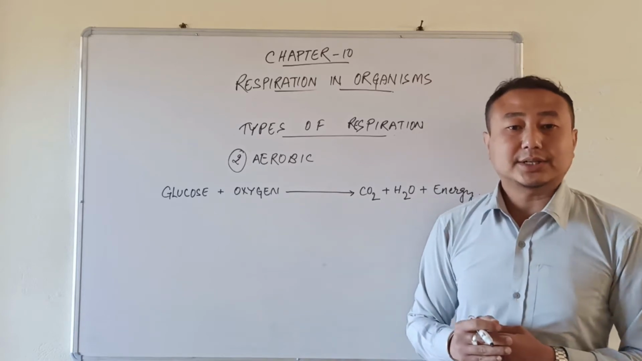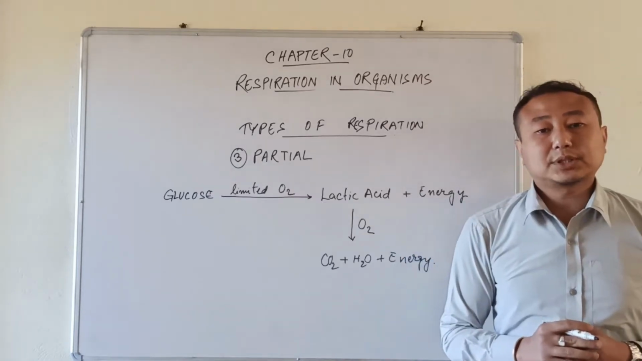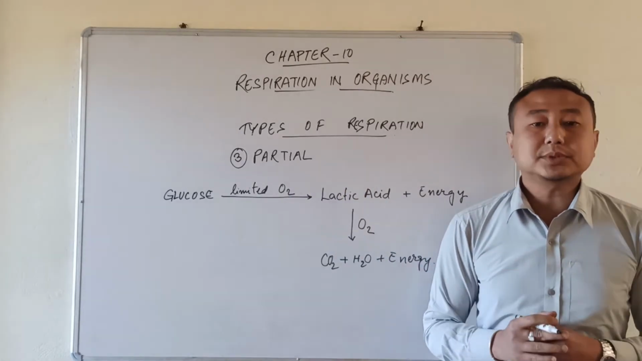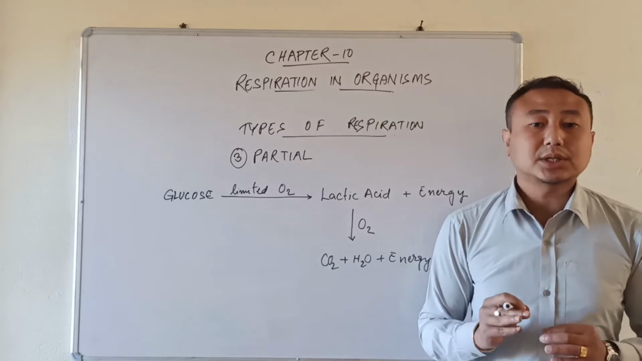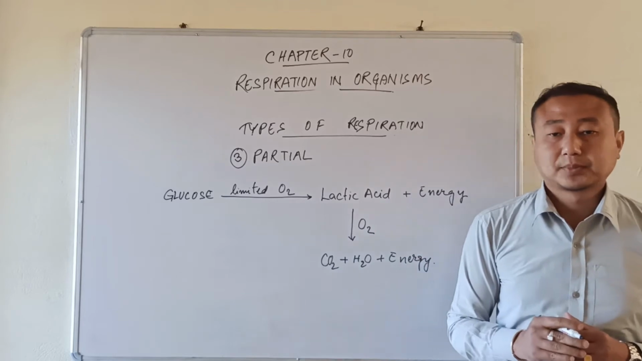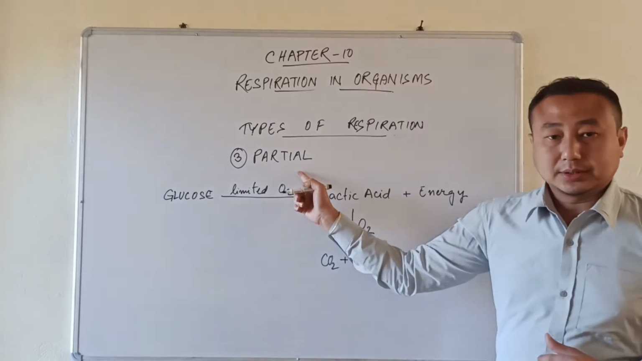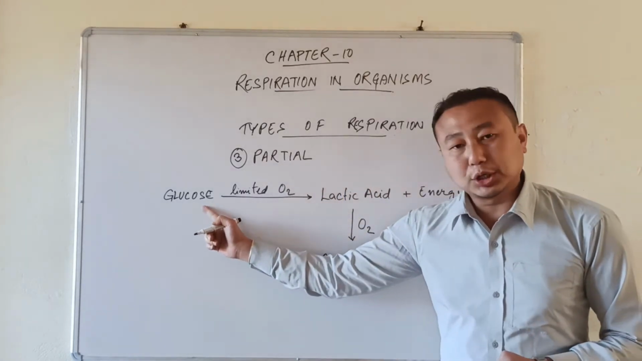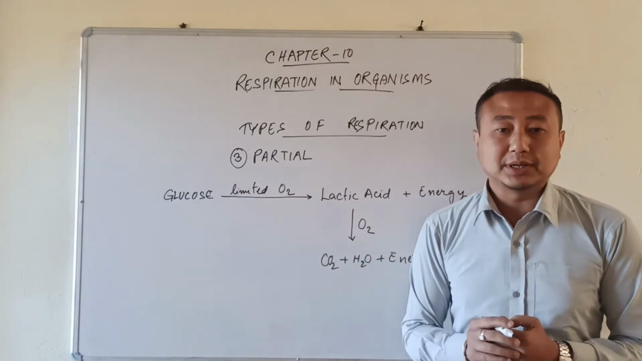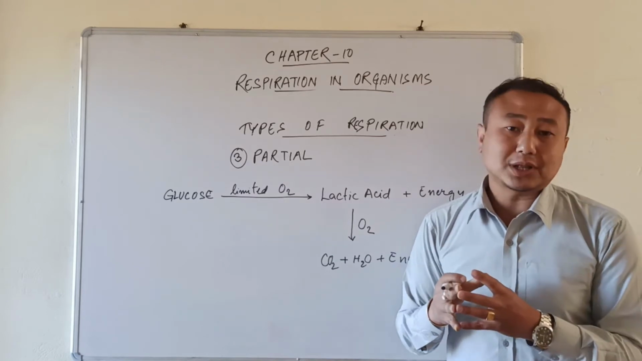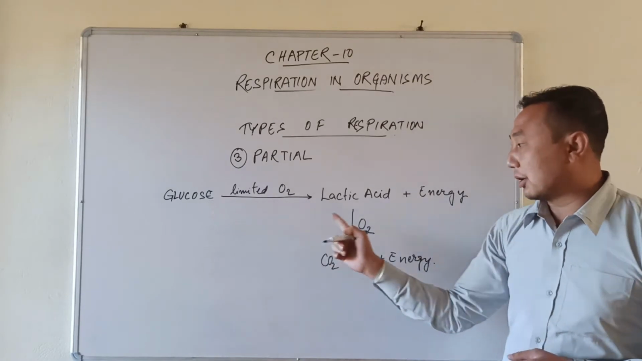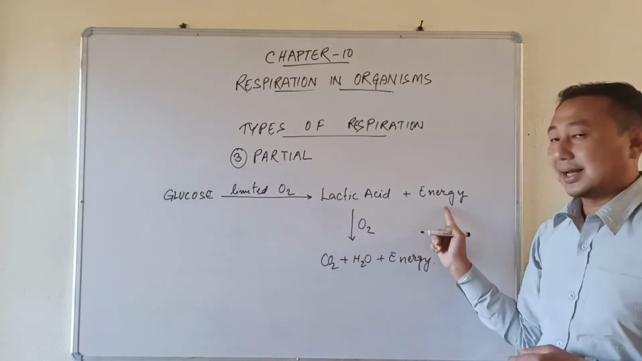Now let us see the third type of respiration, known as partial respiration. It is performed only in certain situations inside the muscle cells of animals. This type of respiration is not performed by plants. In partial respiration, the glucose molecule is broken down in a limited amount of oxygen, meaning in the presence of a very small amount of oxygen. During this time, the glucose molecules are broken down to form lactic acid and energy.